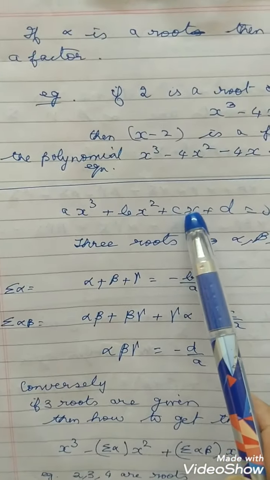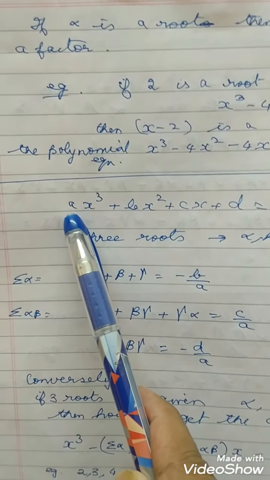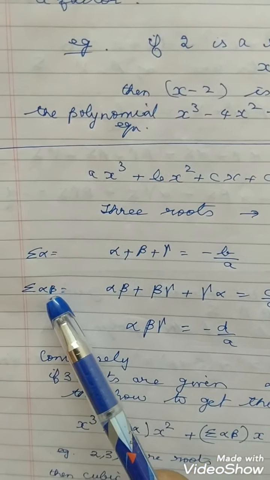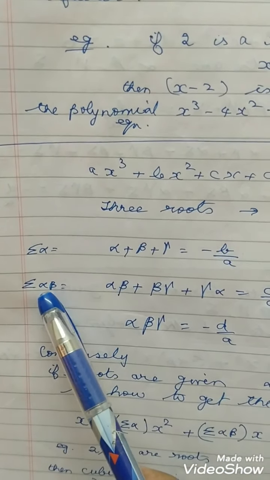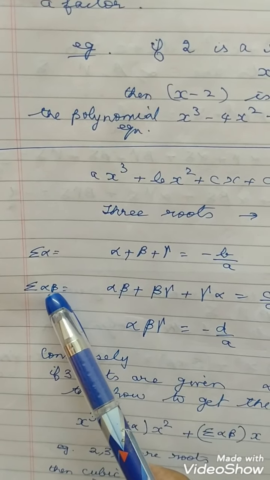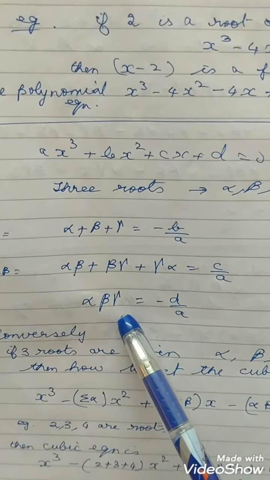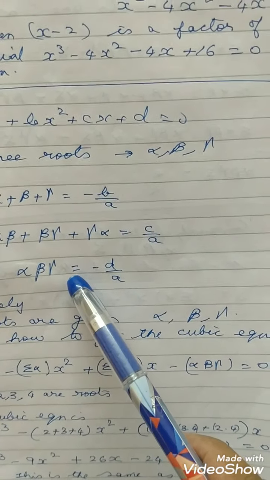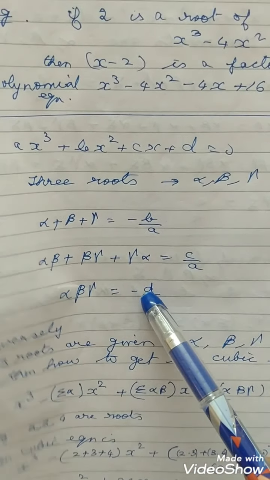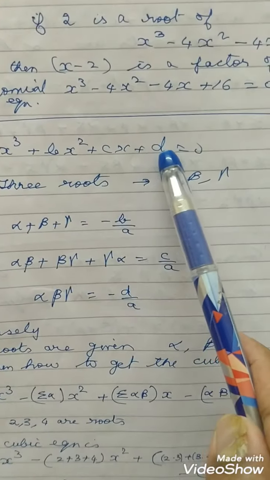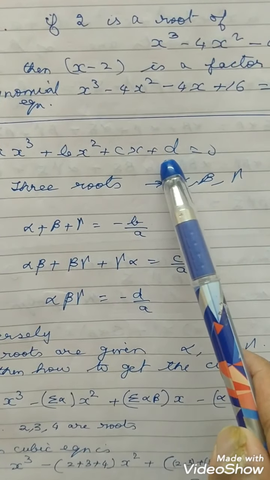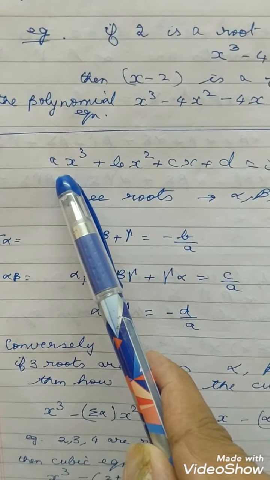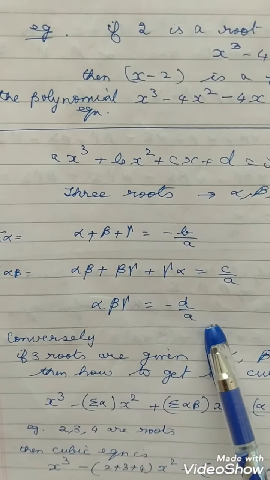The coefficient of x divided by the coefficient of x cubed. That is going to be the second part, the summation of the product of the roots in pairs. And lastly, it's going to be the product of the roots. That's alpha into beta into gamma, which is equal to minus d by a, minus of the constant term divided by the coefficient of x cubed. That's going to be minus d by a.